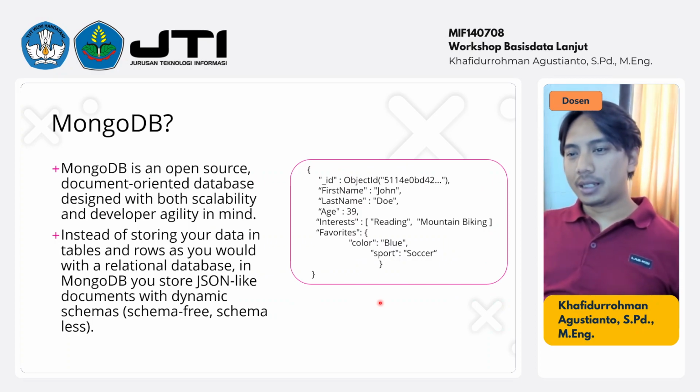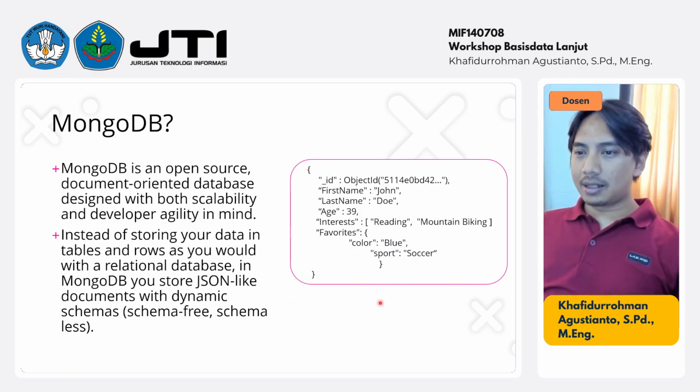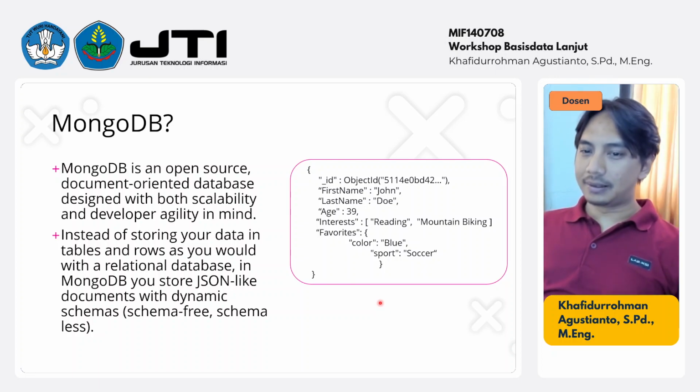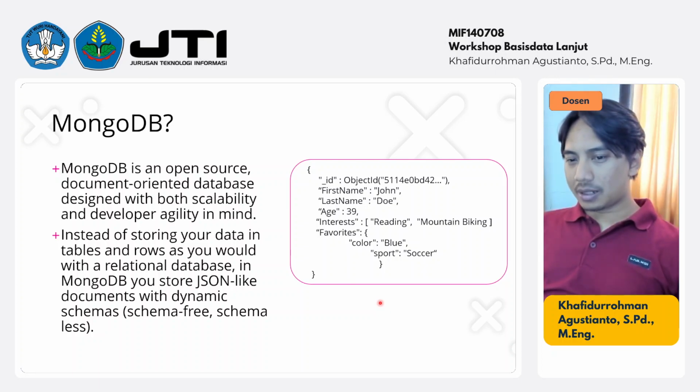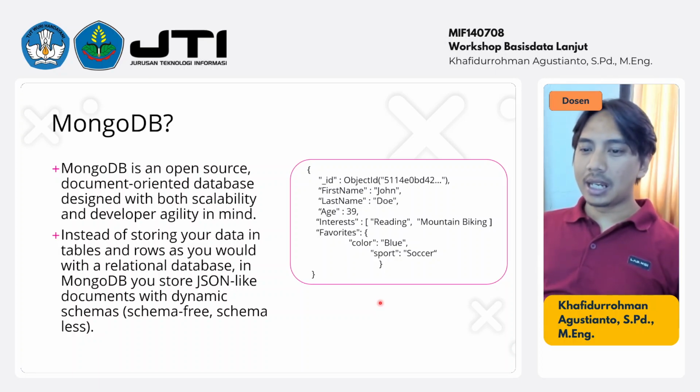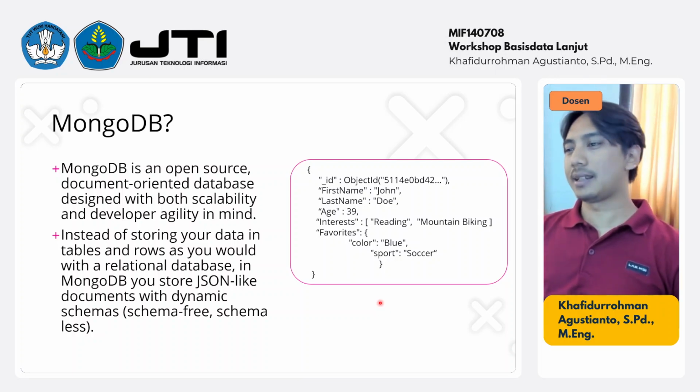Okay, MongoDB. MongoDB is an open source document-oriented database designed with both scalability and developer agility in mind. Instead of storing your data in tables and rows as you would with relational databases, in MongoDB you store JSON-like documents with a dynamic schema, schema-free or schemaless.